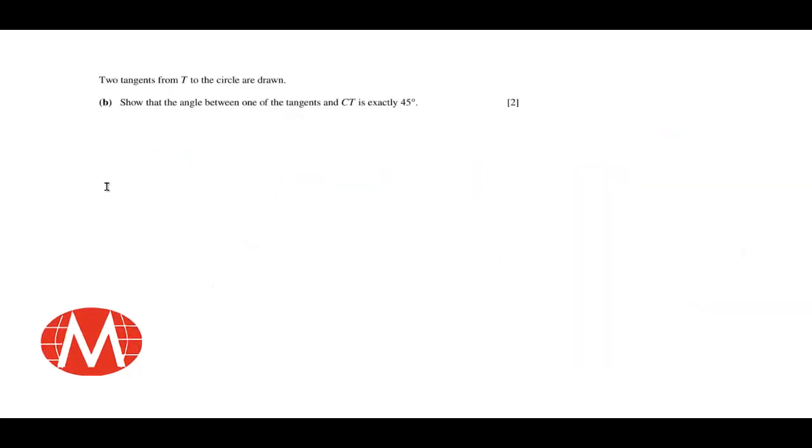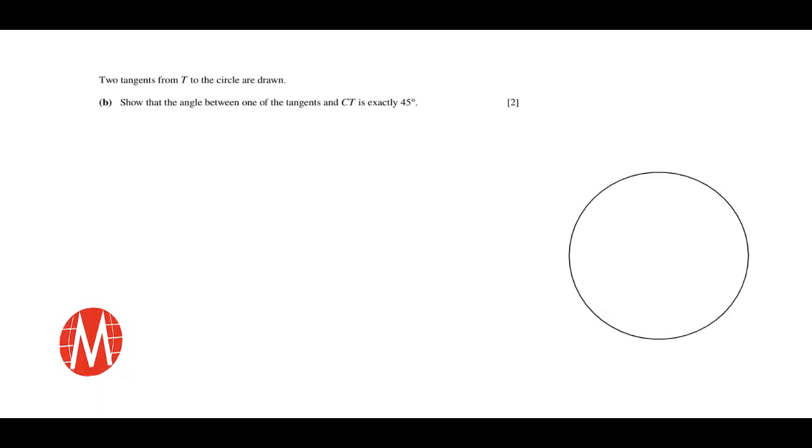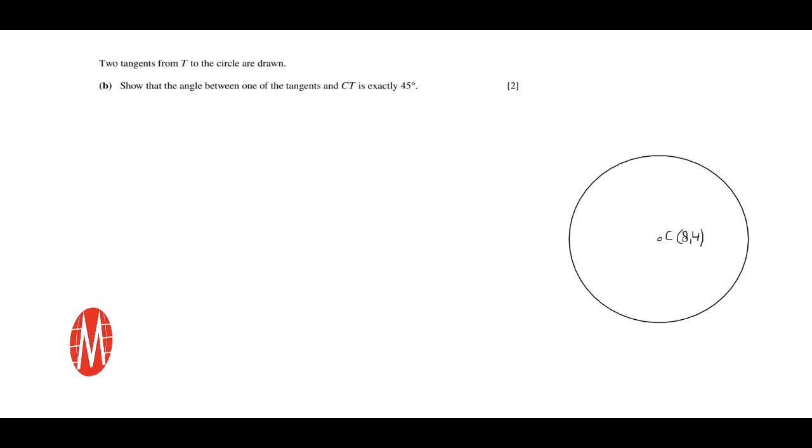In the B part of the same question, two tangents from point T to the circle are drawn. Show that the angle between one of the tangents and CT is exactly 45 degrees. This question carries 2 marks. Let's draw the diagram. It is a circle with center (8, 4) given in the question, and the radius is 10. The point T is over here, (−6, 6).